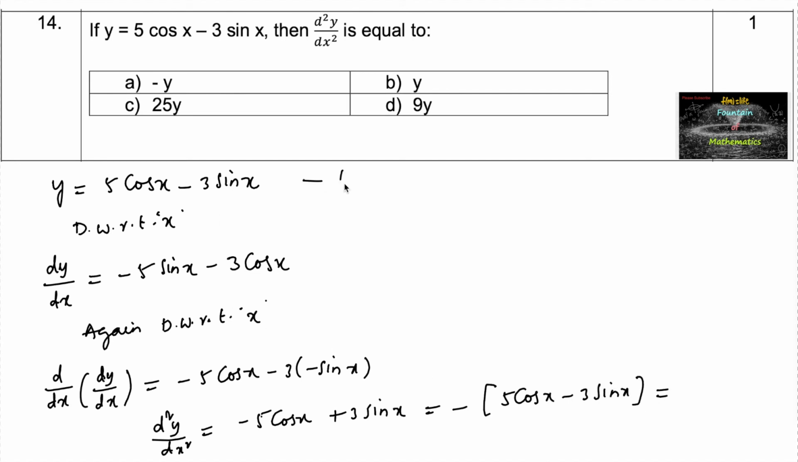So from the equation 1, that is y is equal to 5 cos x minus 3 sin x, so we can write this is minus y. Therefore d square y by dx square, second order derivative of the function y, is equal to minus y. So we can go with option A. Okay.